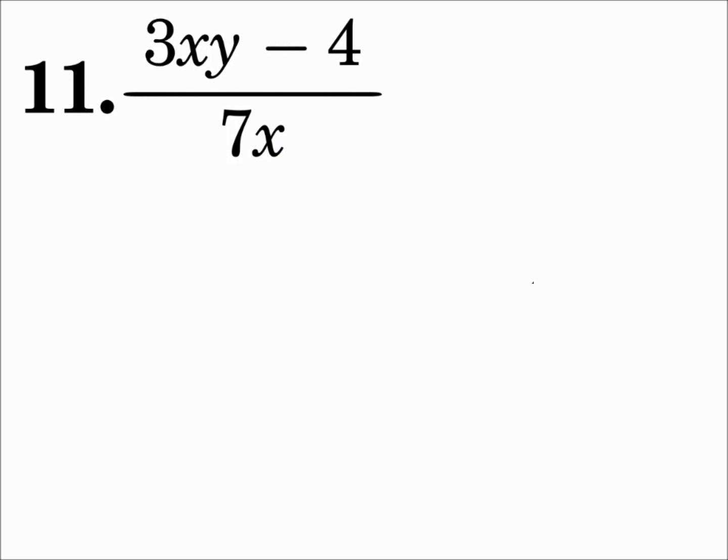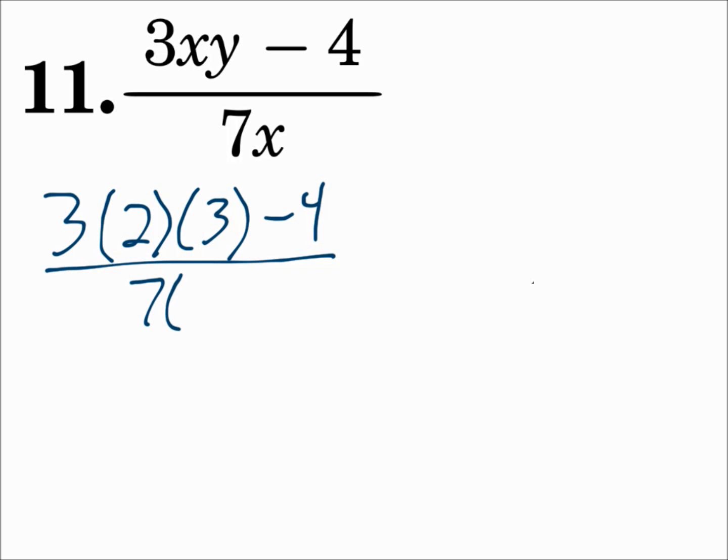Number 11, begin by substituting for the variables. X is 2, y is 3, and now follow the order of operations. You have grouping symbols in the form of a fraction bar. Do the numerator first. Multiplication or subtraction. Multiply first. Left to right. Do the 3 times 2, which is 6.